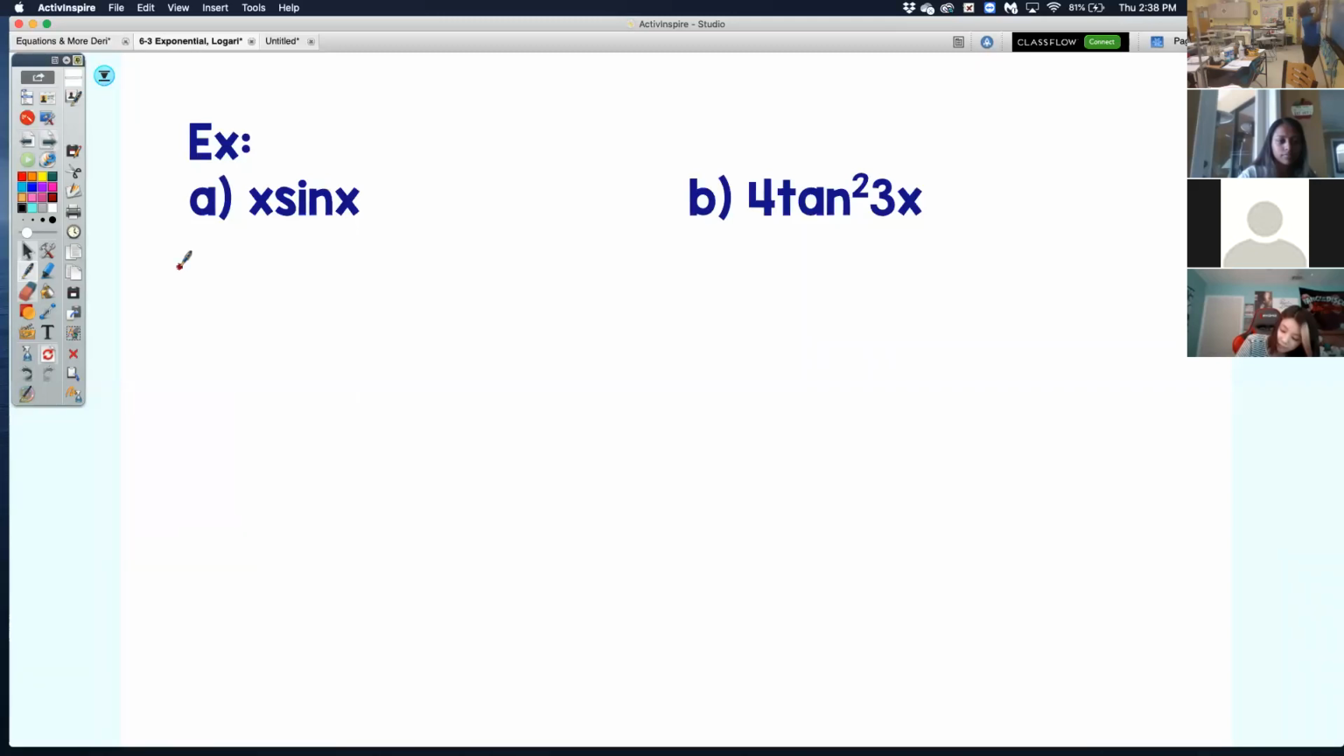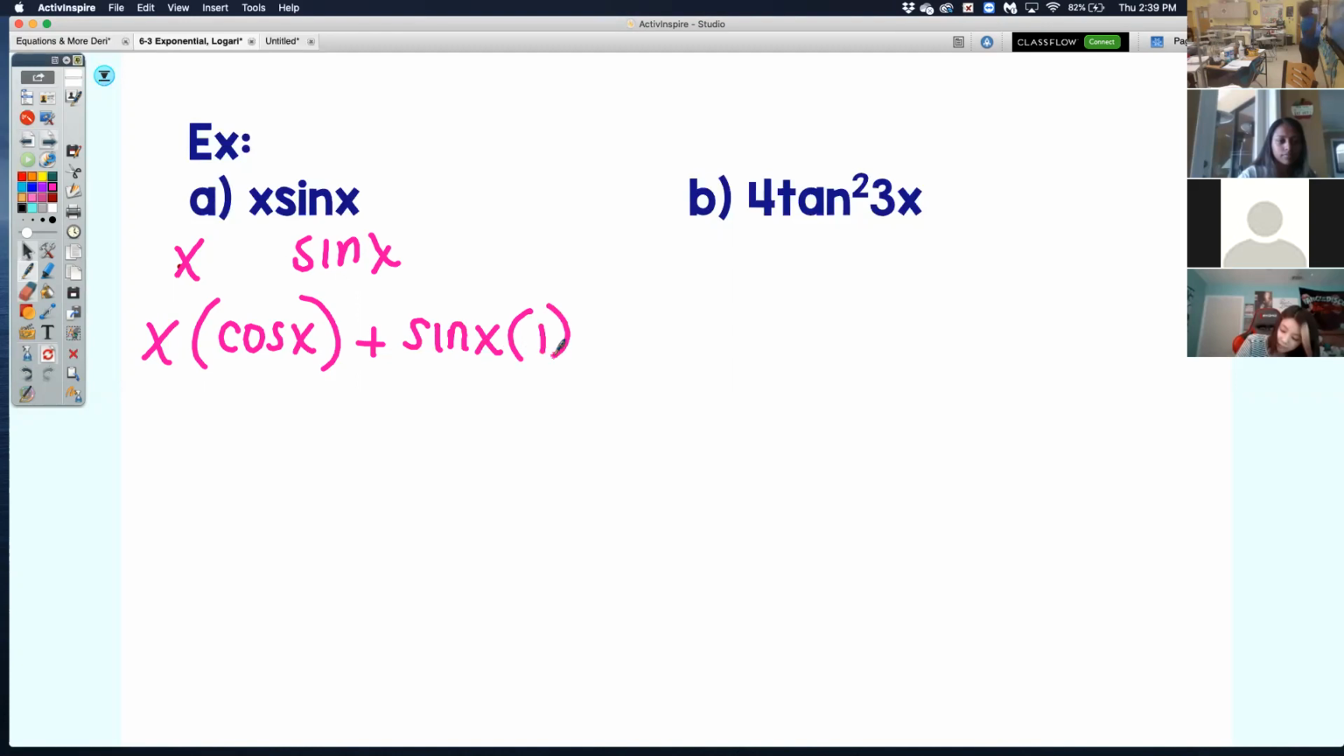Yes, I'm going to have to use product here because I have 2 functions. I have x and I have sine x. Kind of hard to see, but yes, that's x times sine x. So I do the first times the derivative of the second. What's the derivative of sine x? Then it'll be plus the second times the derivative of the first. What's the derivative of x? 1. So this very nicely simplifies down to x cosine x plus sine x. And that's our derivative.